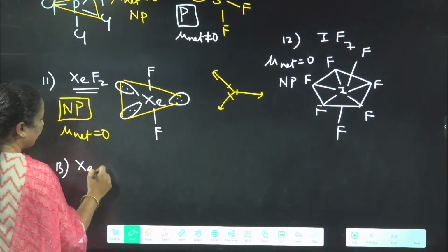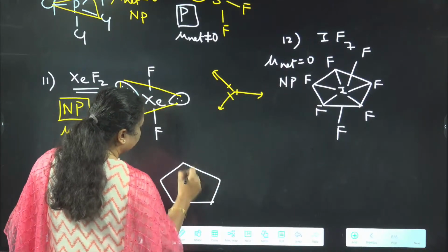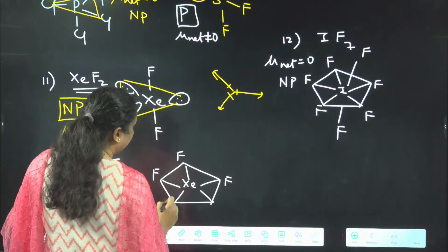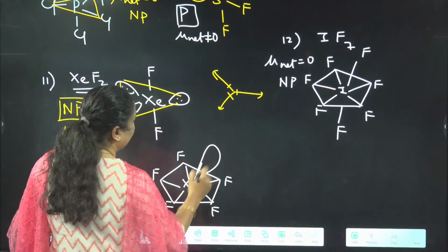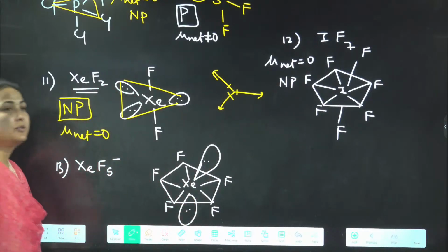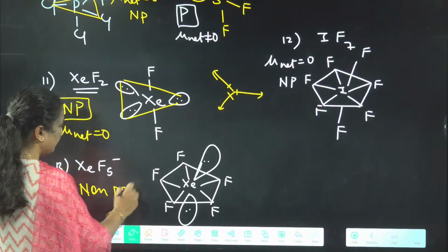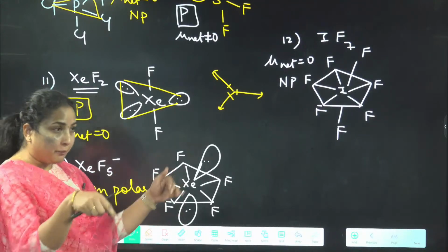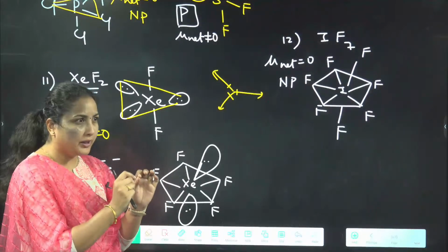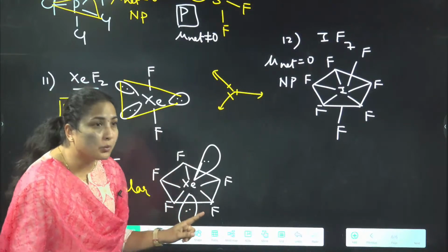Next, XeF5 minus. So basically you are having xenon here, 5 fluorines here, pentagonal planar. You are having one lone pair above, one lone pair below. Comment about this. It is again non-polar. Reason being pentagonal planar is there now. So all those dipole moments, if they are at equatorial, will be aligned at 72 degrees, and they are going to cancel out each other.